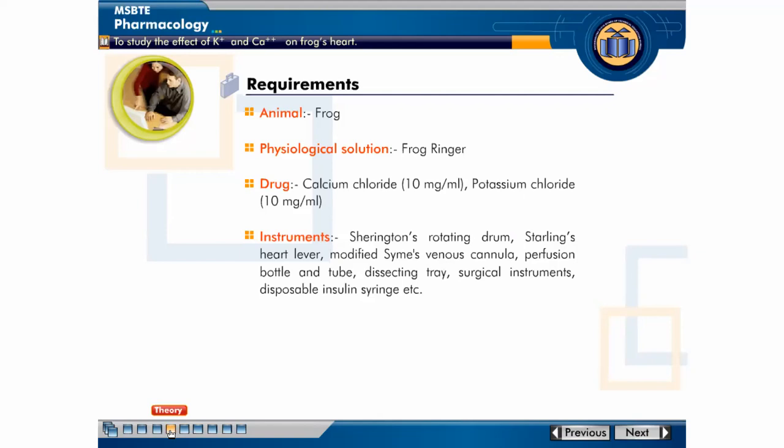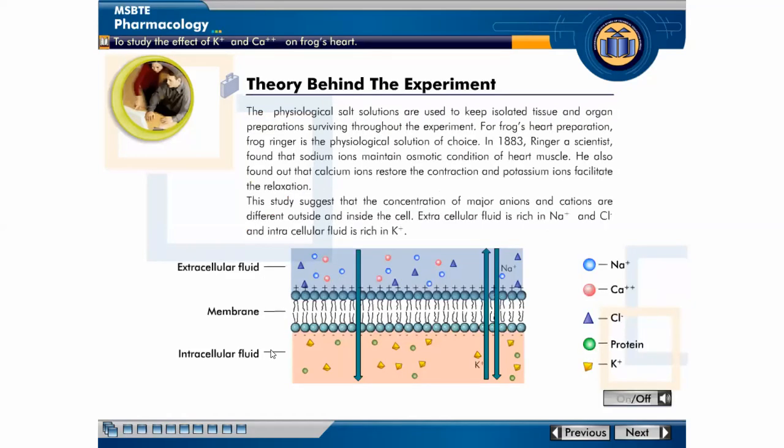Then theory behind this experiment. The physiological salt solutions are used to keep isolated tissue and organ preparations surviving throughout the experiment. For frog's heart preparation, frog ringer is the physiological solution of choice. In 1883, Ringer, a scientist, found that sodium ions maintain osmotic condition of heart muscle. He also found out that calcium ions restore the contraction and potassium ions facilitate the relaxation.